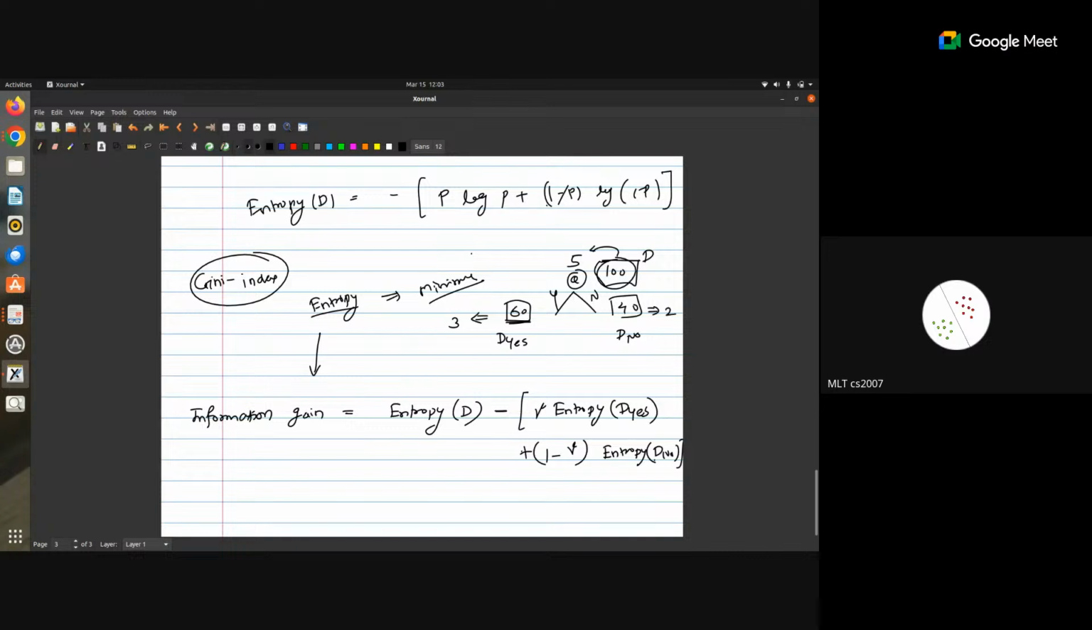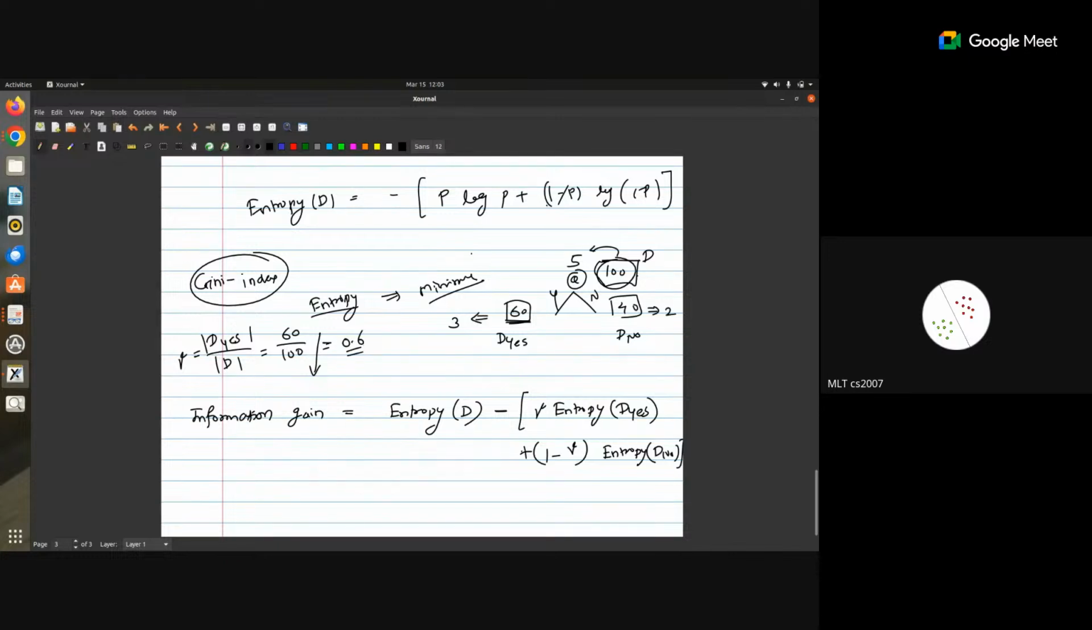Correct? Now just tell me, what is the gamma here? Gamma gives me the fraction of yes, the fraction of data points coming into this D_yes, divided by the cardinality. Mod means cardinality. So basically it's 60 divided by 100, which is 0.6, correct?